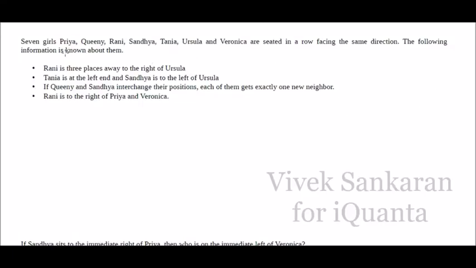Okay, this question has 7 girls: Priya, Queenie, Rani, Sandhya, Tanya, Ursula, Veronica. P, Q, R, S, T, U, and V are sitting in a row facing the same direction. The following information is known about them. Rani is 3 places away to the right of Ursula. So, Rani is 3 places to the right of Ursula.